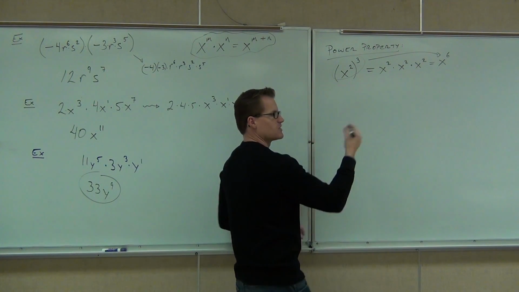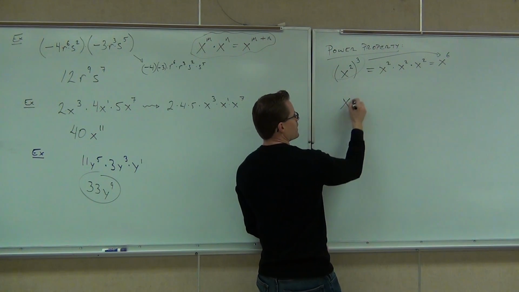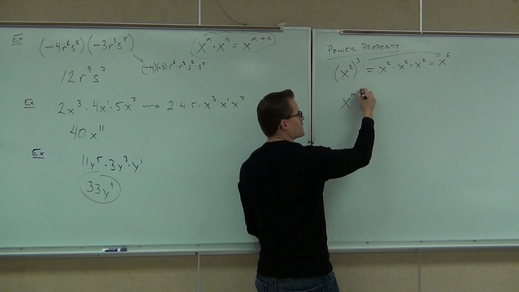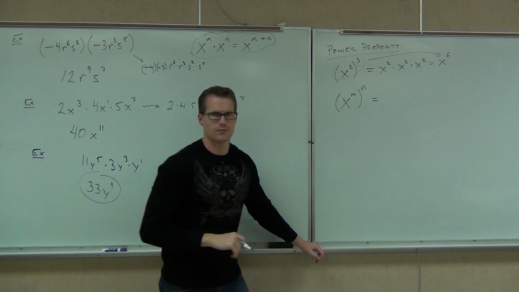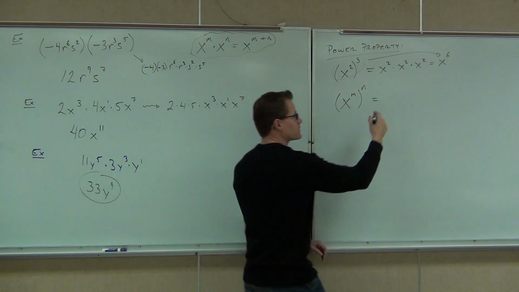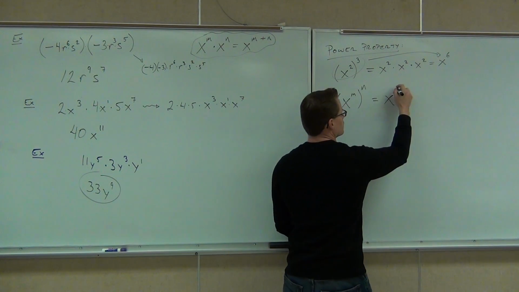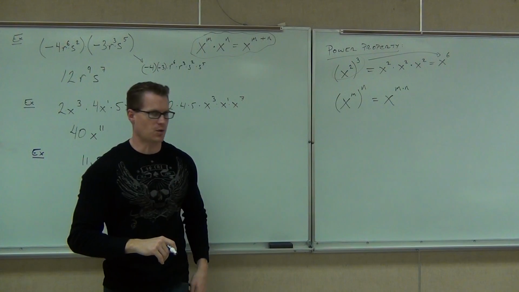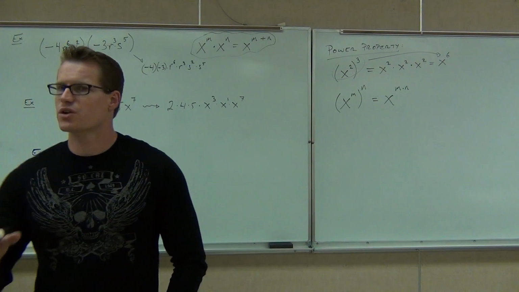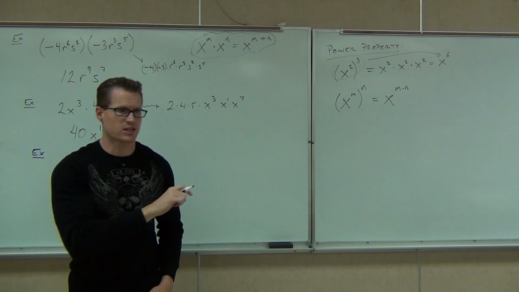The power property says in general, if you have x to some power and you raise it to another power, you're going to take that same base to the m times n power. So in order to simplify those parentheses, you multiply those exponents.